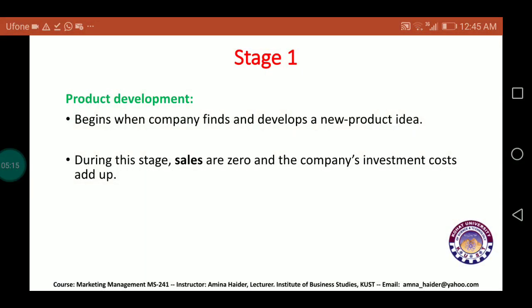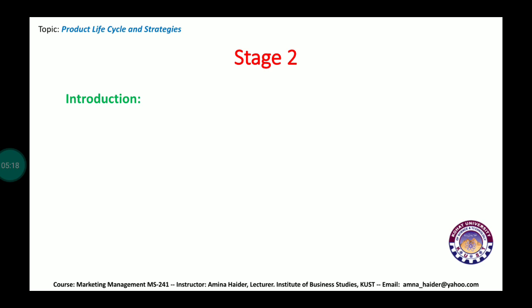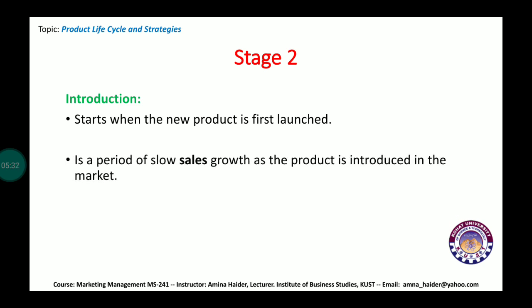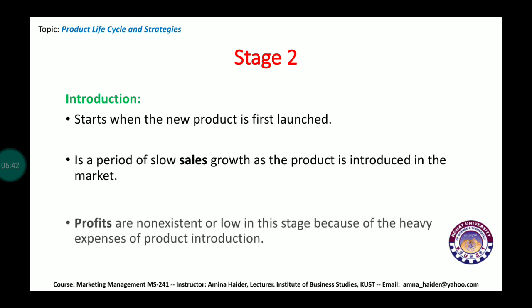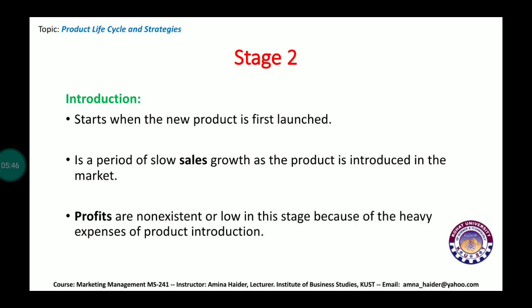So, from product development, the product goes into the next stage of product life cycle, that is the introduction. It starts when the product is first launched into the market. It is a period of slow sales growth as the product is introduced in the market. Profits are almost non-existent or low in this stage because of heavy expenses of product introduction.